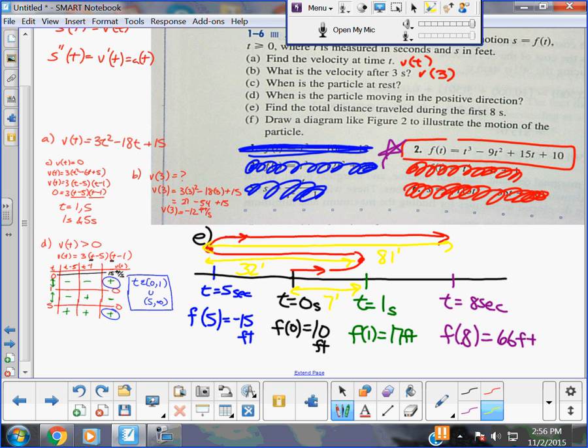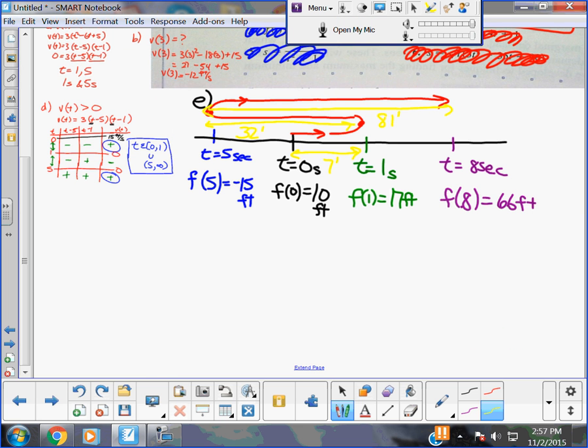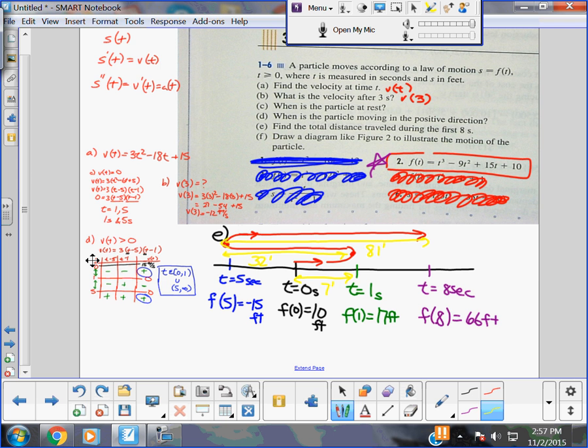I just figured out each distance of each part. And now I got to sum them up. When you add 81, 32, and 7, I'm pretty sure you get 120 feet. All right? So the total distance of this problem is 120 feet traveled. Let's be clear. That's the total distance.